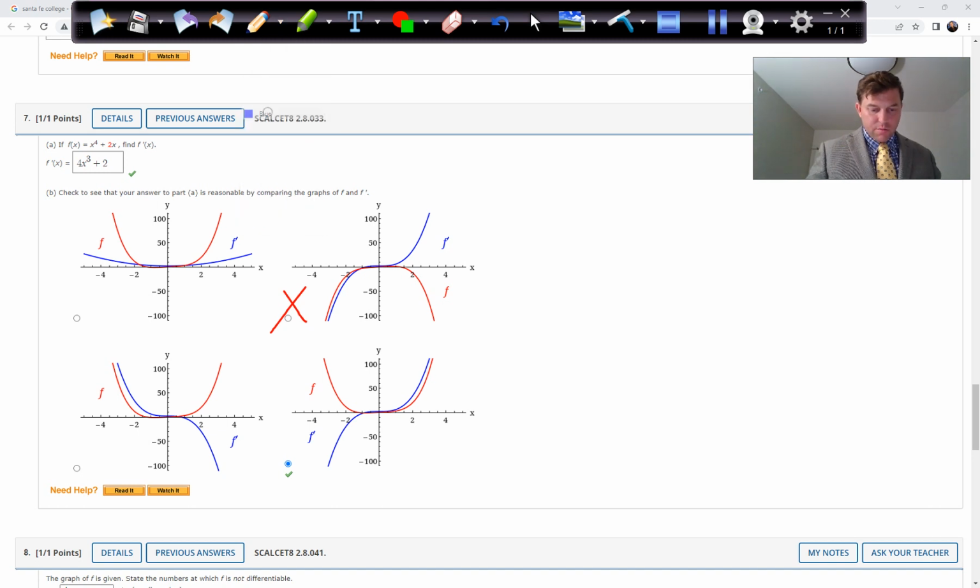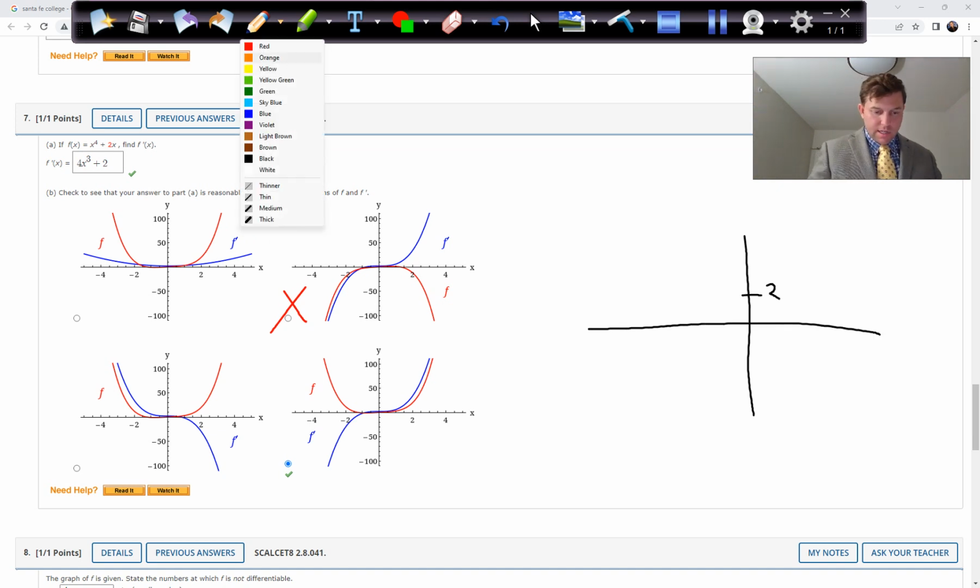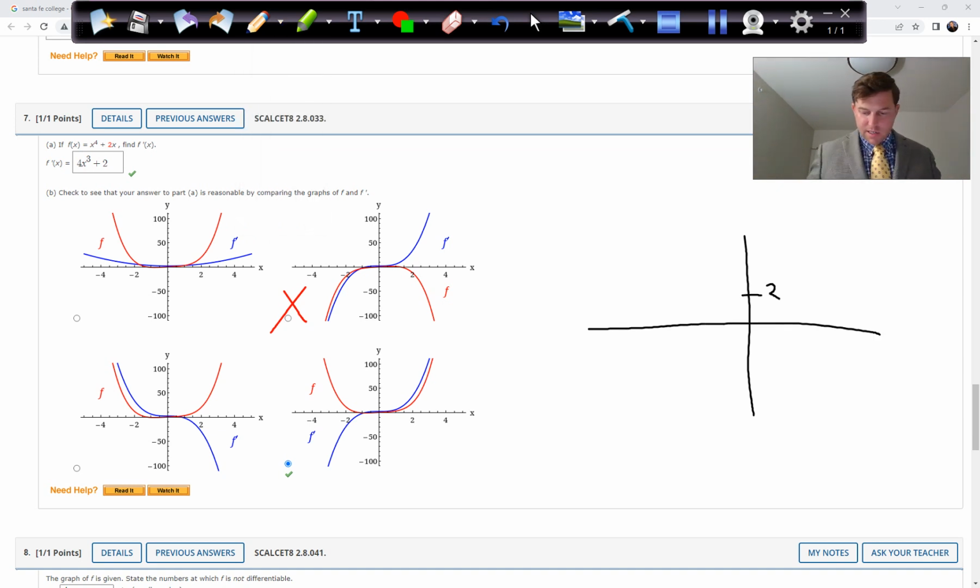And now the derivative function is x cubed. Well, any x cubed is like a sideways s that goes like this, and then if I add plus 2 to it, I shift it up 2, it's going to go up like that. So the only one that makes sense is this bottom right. It's kind of hard to see, that's at 2 right there. So that would be the original function and its derivative lined up.